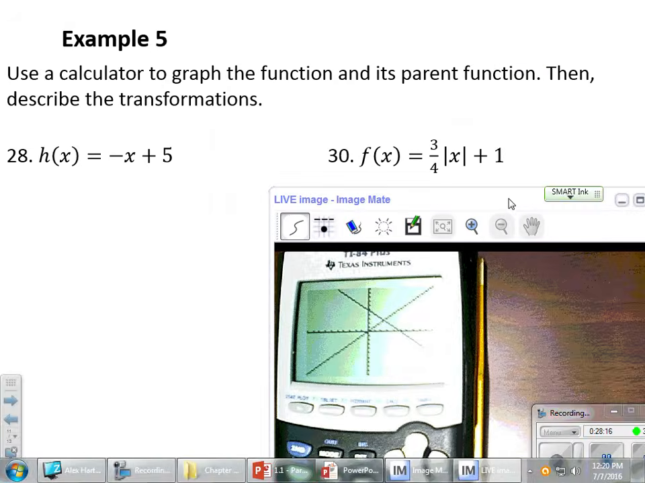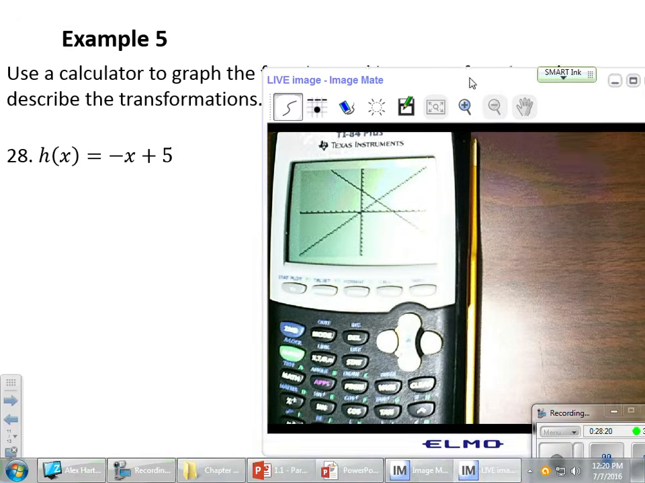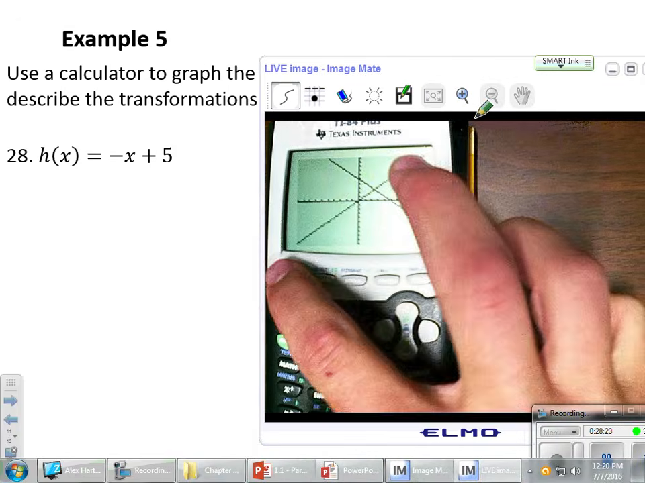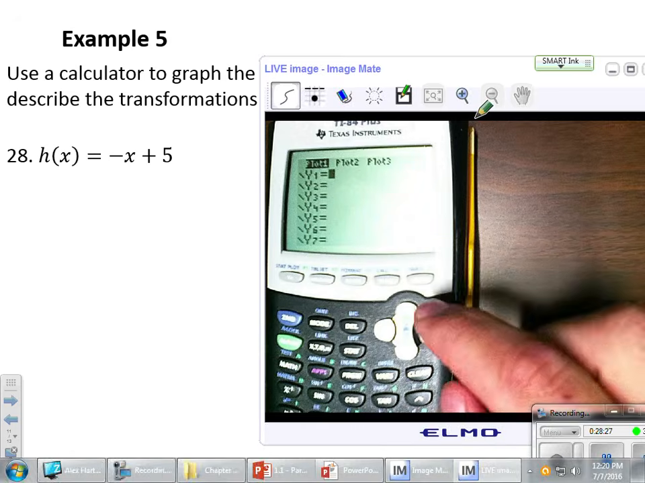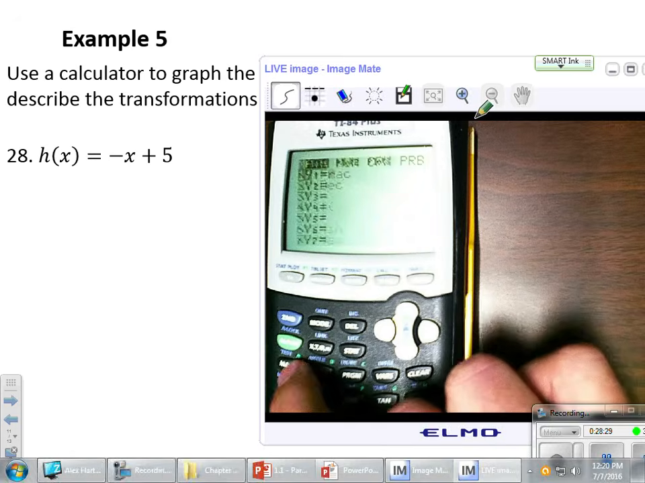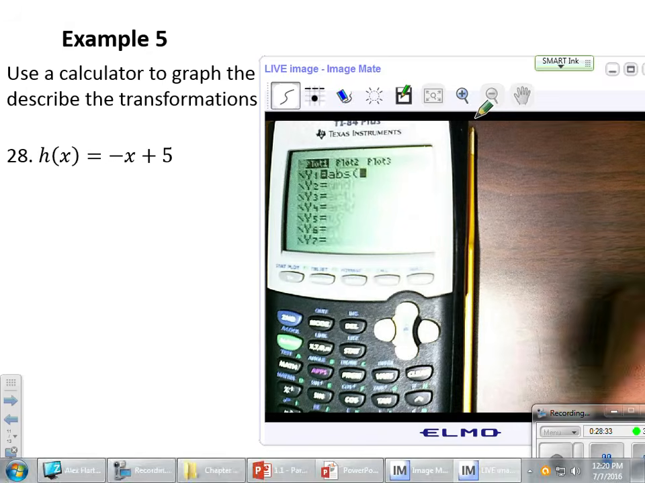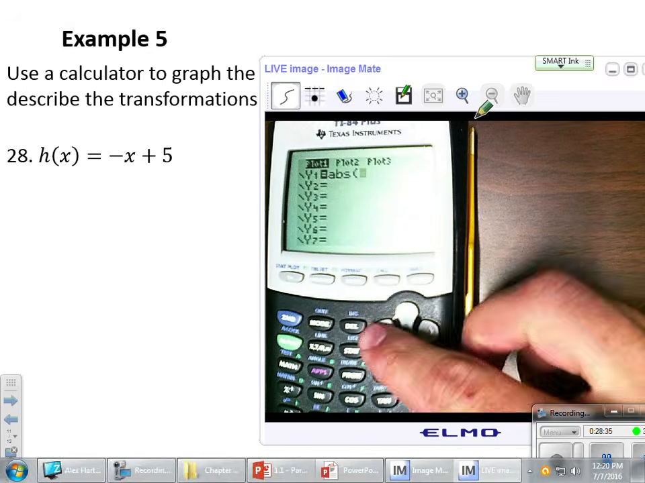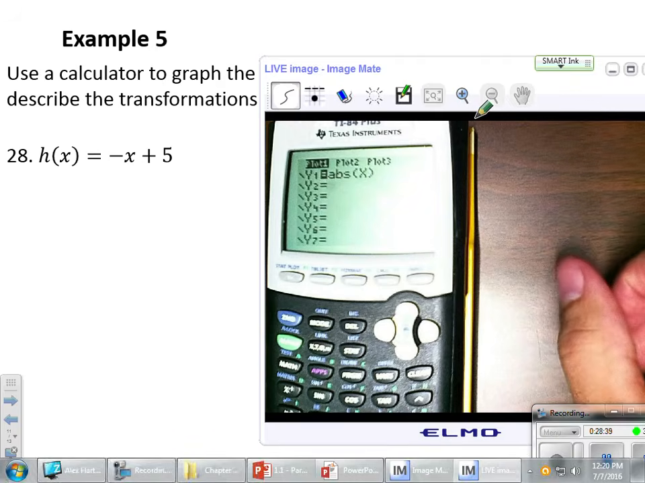3/4 absolute value of x plus 1. All right, so now go back to y equals. I'm going to clear out those. For absolute value, if you hit the math key, toggle over to number, option 1 is ABS. So absolute value of x, and close it up. There's the parent function. We'll do that one first this time.